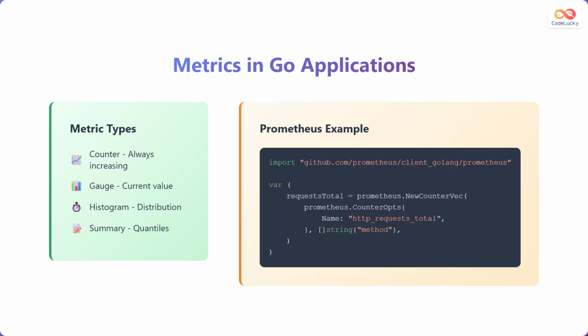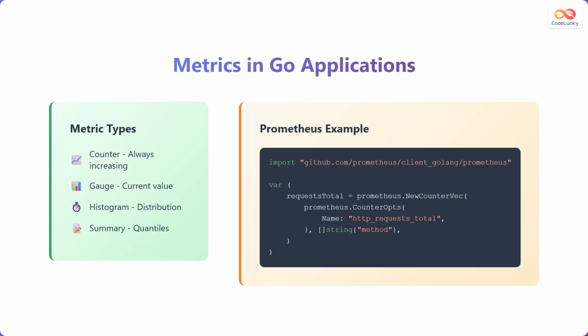Histograms capture the distribution of values, excellent for measuring request durations or response sizes. Summaries provide quantiles over sliding time windows, useful for understanding percentile-based performance metrics. Prometheus is the most popular metrics collection system in the Go ecosystem.